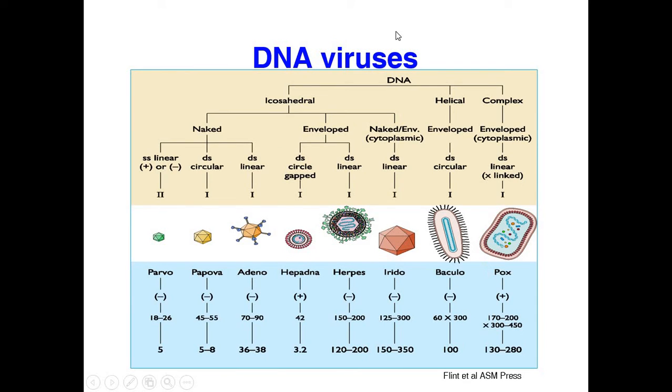In this depiction you can see the DNA viruses. In the previous depiction we have seen the RNA viruses. DNA viruses are classified into 3 groups: icosahedral, helical, and complex. First of all, we talk about the icosahedral. Icosahedral is further classified into 3 groups: enveloped, non-enveloped, or non-enveloped with cytoplasmic.